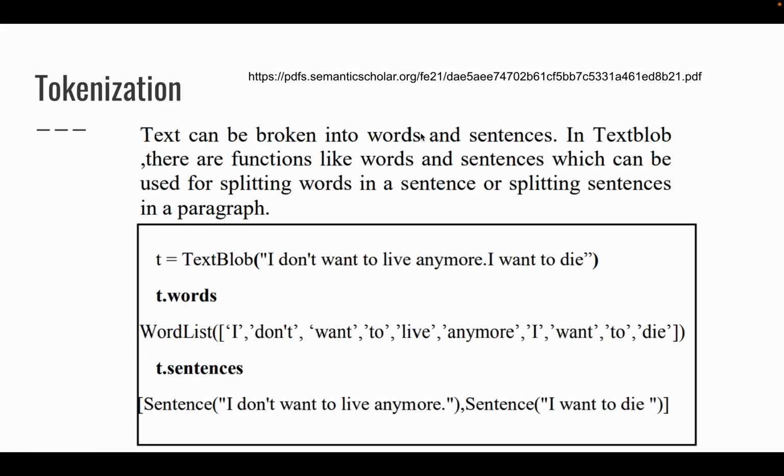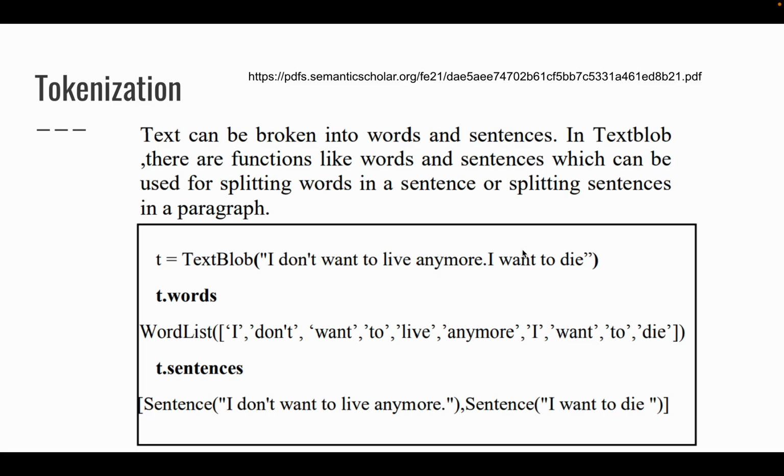Next, again from a research paper, we have an example of tokenization in TextBlob. This paper focused on detecting suicidal ideations in text. That's why you can see this, like, I don't want to live anymore, I want to die.